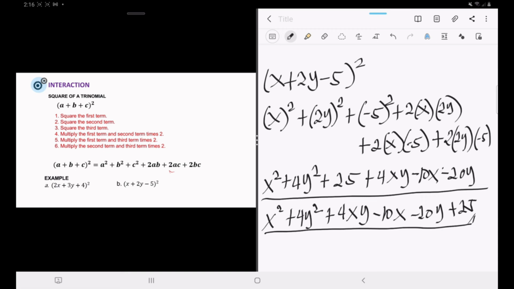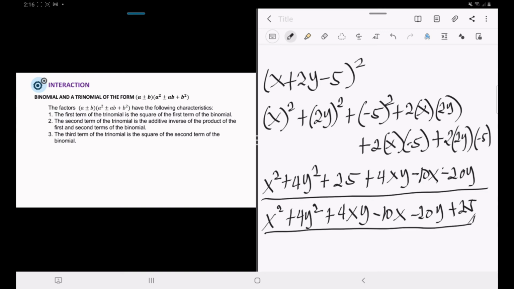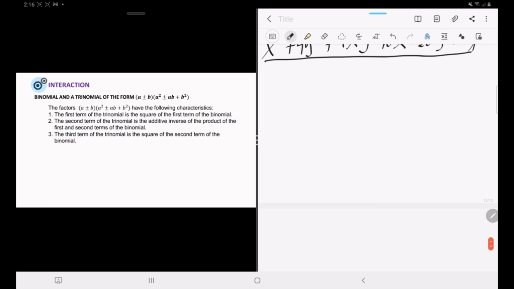Okay, and the last special product in our list is the product of a binomial and trinomial of the form a plus or minus b times a squared plus or minus ab plus b squared. The factors have the following characteristics. The first term of the trinomial is the square of the first term of the binomial.